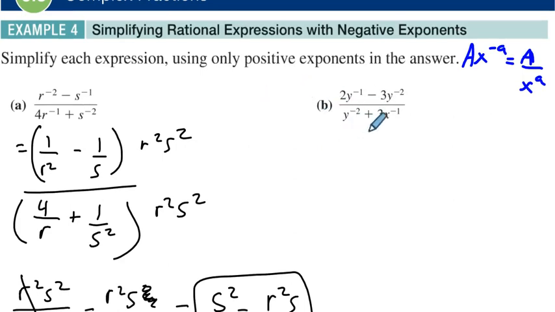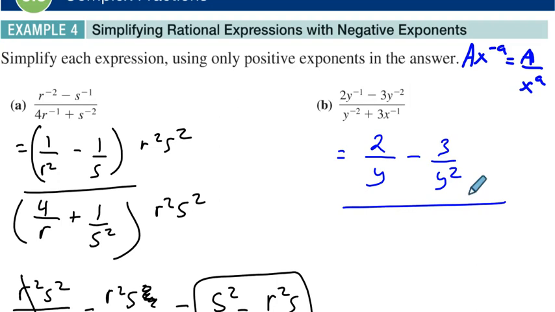Same thing with this guy over here. We're going to go ahead and first convert it so that it's in positive exponents. So this right here becomes 2 over y. So the y gets moved to the numerator. Minus 3 over y squared. This right here becomes 1 over y squared. Plus 3 on top, and then over x.